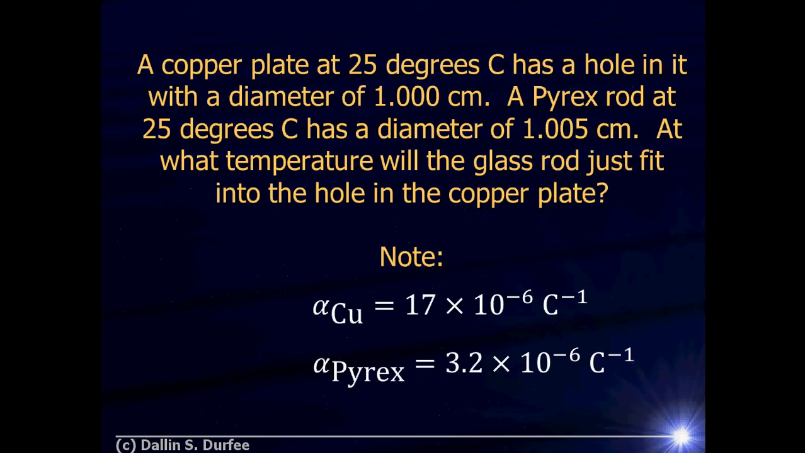Okay, next problem. A copper plate at 25 degrees C has a hole in it with a diameter of 1 centimeter. A Pyrex rod at 25 degrees C has a diameter of 1.005 centimeters. At what temperature will the glass rod just fit into the hole in the copper plate? We're assuming we're going to heat both of them or cool them both together, all right? And we have these two expansion coefficients, all right? Okay, so we have all the numbers, but as you probably expect, I'm just going to work things algebraically. I'll let you put the numbers in, all right?